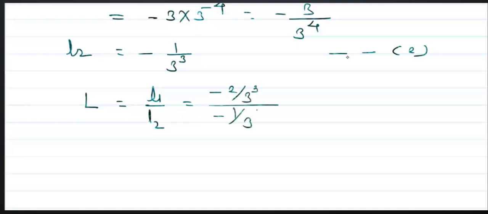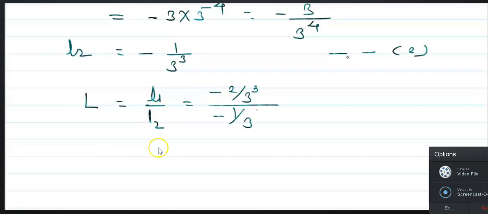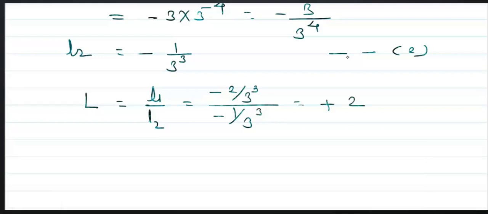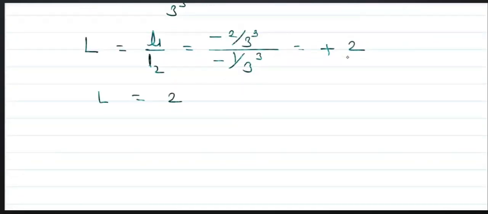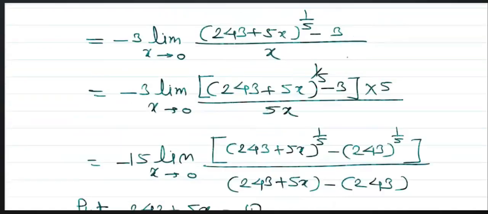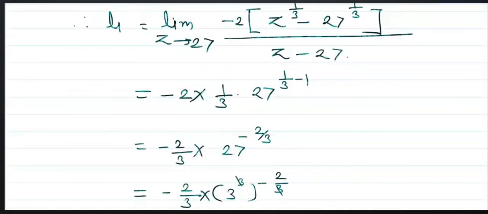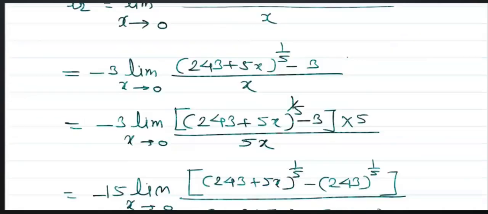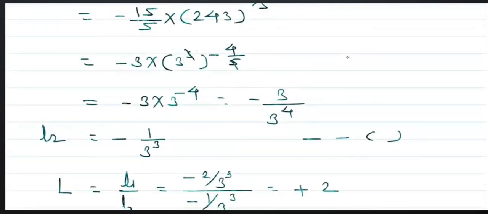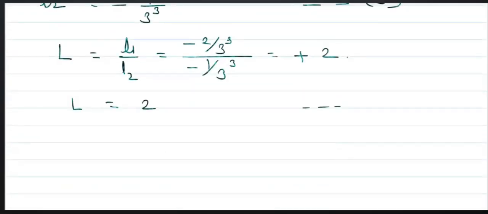Therefore, limit L is equal to L1 upon L2. The value of L1 is minus 2 upon 3 raised to 3 and the value of L2 is minus 1 upon 3 raised to 3. Therefore, the answer is plus 2. See this again. Very tough problem. You have to see the adjustment.